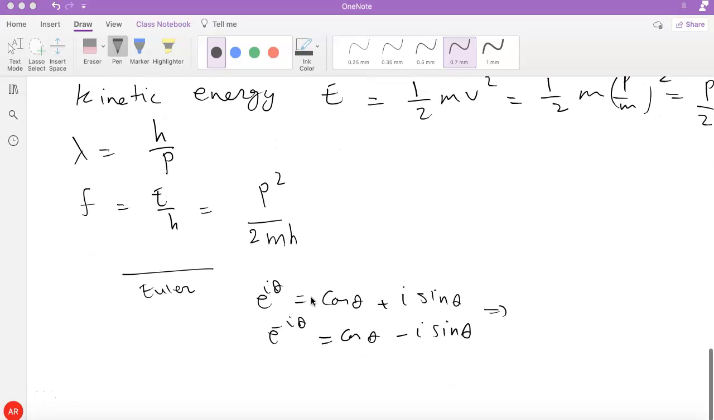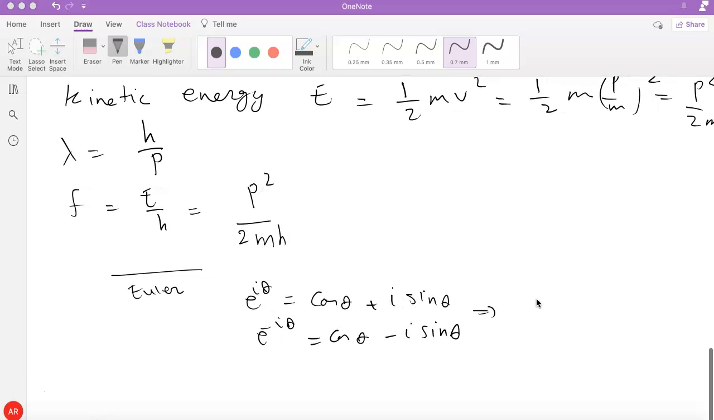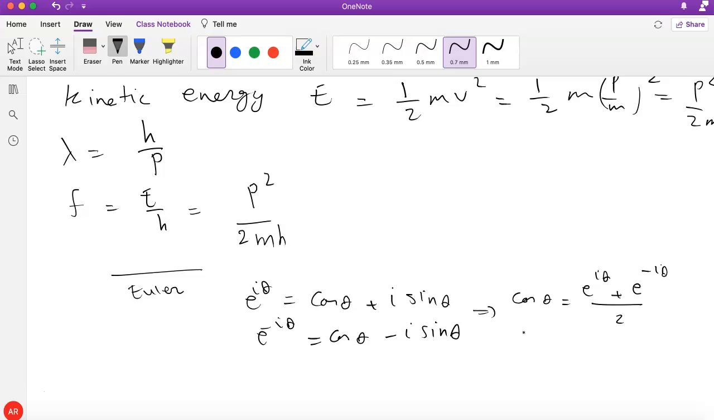Okay, so we can just invert this and write, for example, if I add these, I get 2 cosine theta is e to the i theta plus e to the minus i theta. So cosine theta is that over 2, and if you subtract these, sine theta becomes e to the i theta minus e to the minus i theta over 2i.